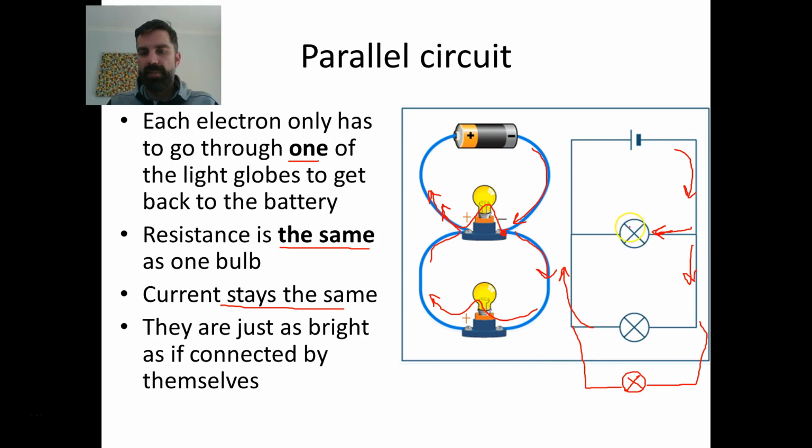And also if one of the light globes was to blow, the other two globes would work just fine because the electrons could go through there instead. Okay. I hope that makes sense and helps explain why the two circuits are a bit different to each other.